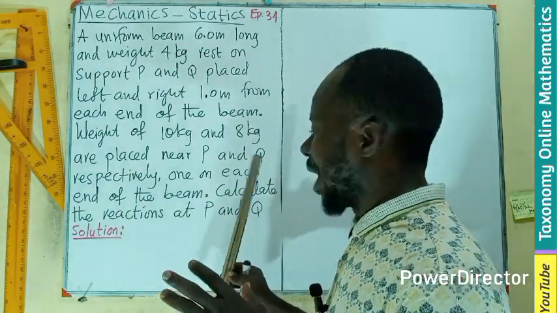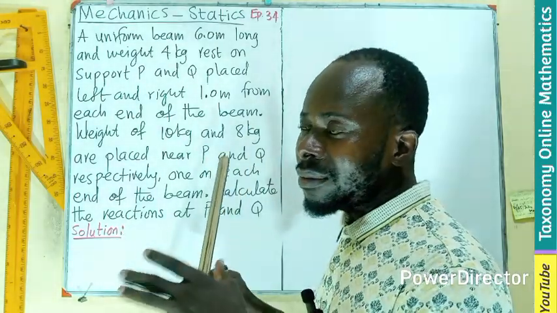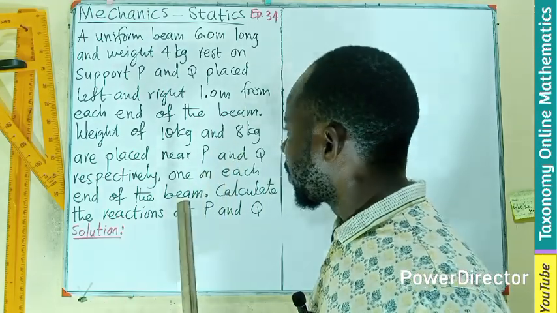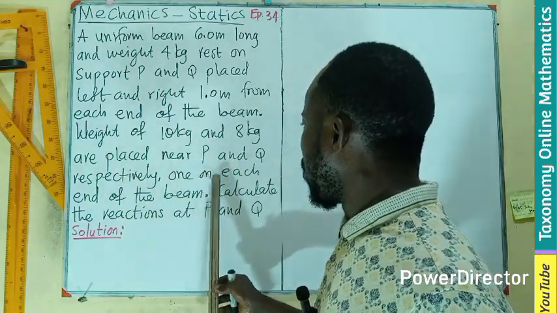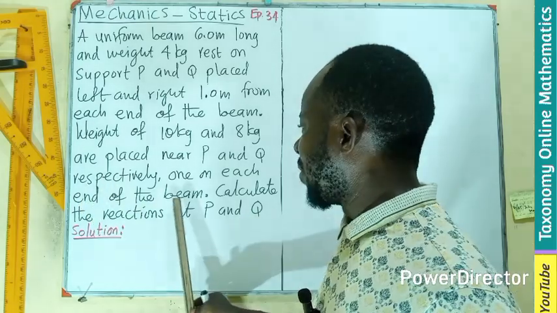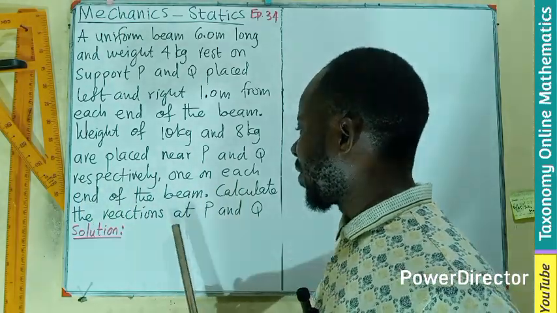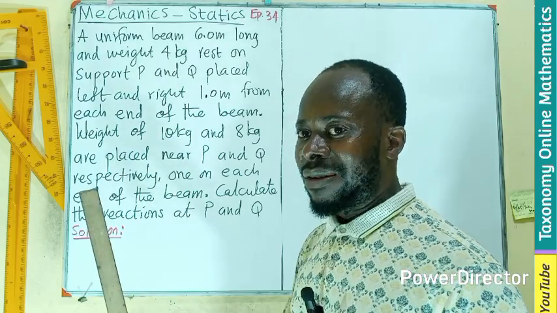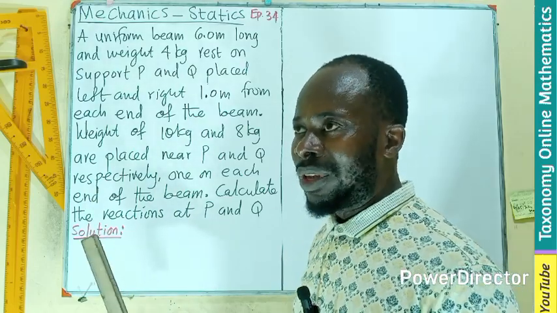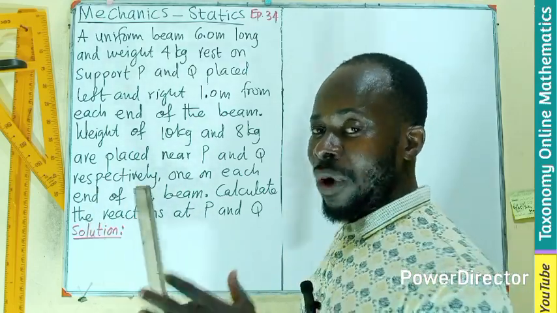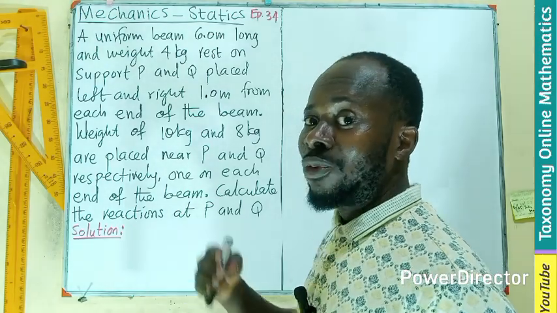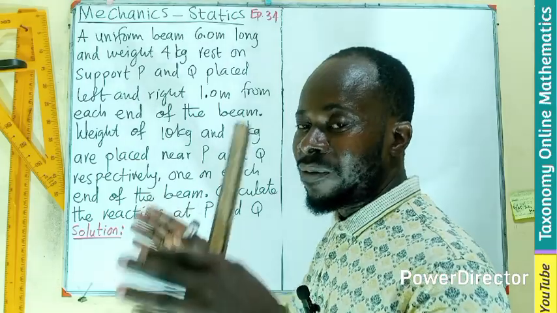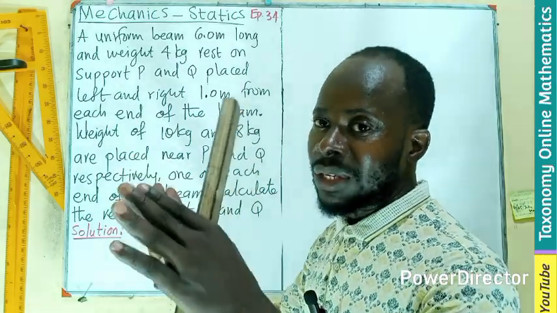P and Q are just the supports, or the pivots, respectively, one on each end of the beam. We have to calculate the reactions at P and Q. If you watch the last 3 episodes, from episode 31 to where we are now, you will know that we need to make a diagram and represent all the supports and the forces moving down and the reaction moving up.